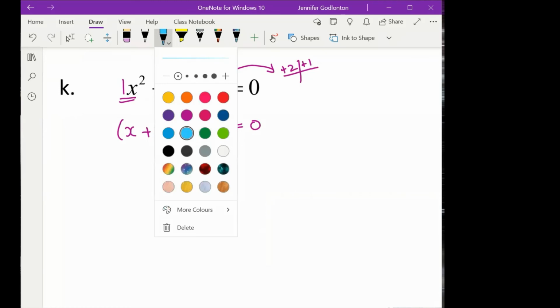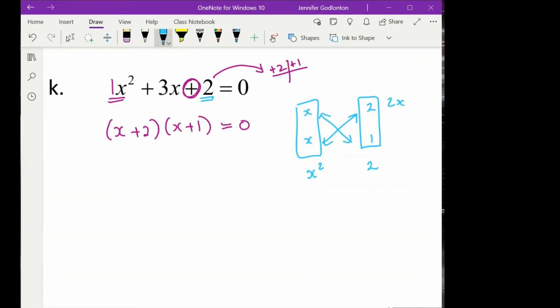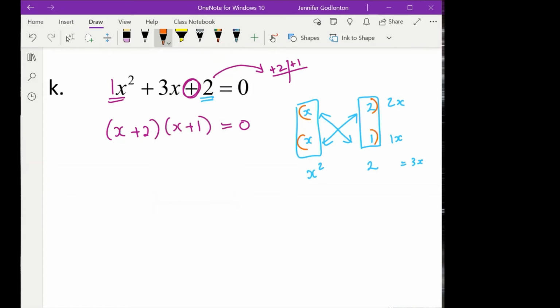Now the other way, since we've learned crisscrosses, this would be a nice easy one to do a crisscross with. So for our first ones over here, we're using our x squared, so that's going to be x and x. And for these over here, we're using our constant, which is 2. And so I would have 2 and 1. And remember, we multiply diagonally. So x times 2 is 2x, and x times 1 is 1x. And if I add those together, I get 3x. Okay. And our brackets are that and that.